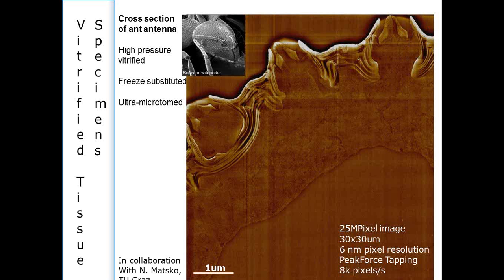This scan is an overview with 25 megapixel resolution, imaged with a Dimension FastScan AFM in PeakForce Tapping mode at a rate of 8,000 pixels per second. The image has a scan size of 30 microns and a pixel resolution of 6 nanometers. All subsequent analyses we will see of the sample are data zooms from this one dataset.